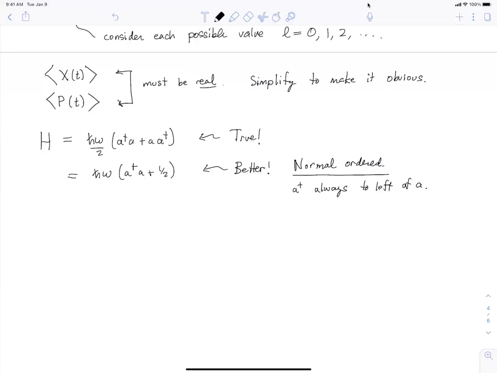The other thing that's nice is because you have the A on the right, this annihilates the vacuum or the ground state, which makes it useful for doing calculations.